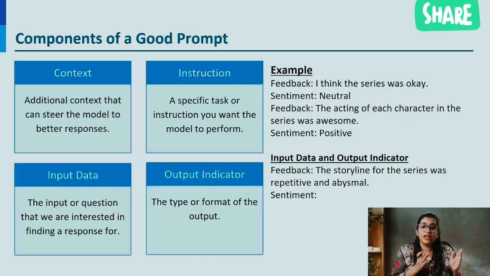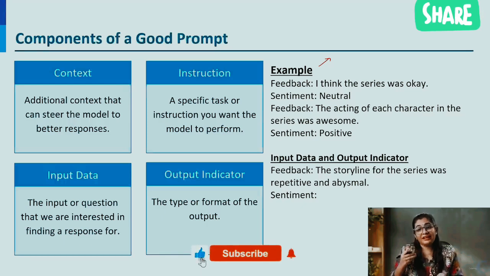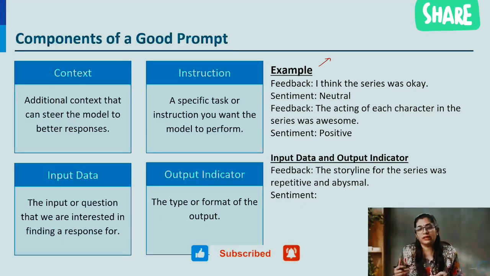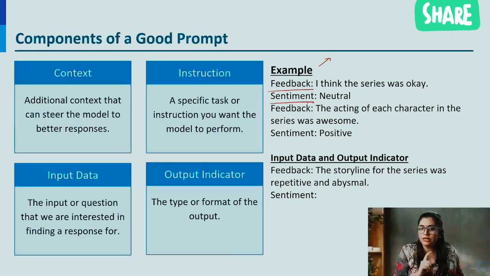Next is your input data and your output indicator. Before that, let's see an example. While you're giving a good prompt, if you give examples for your generative model, here in this case we are using ChatGPT, they will learn from this example and train your input data to give the output. Here we have given 2 examples.